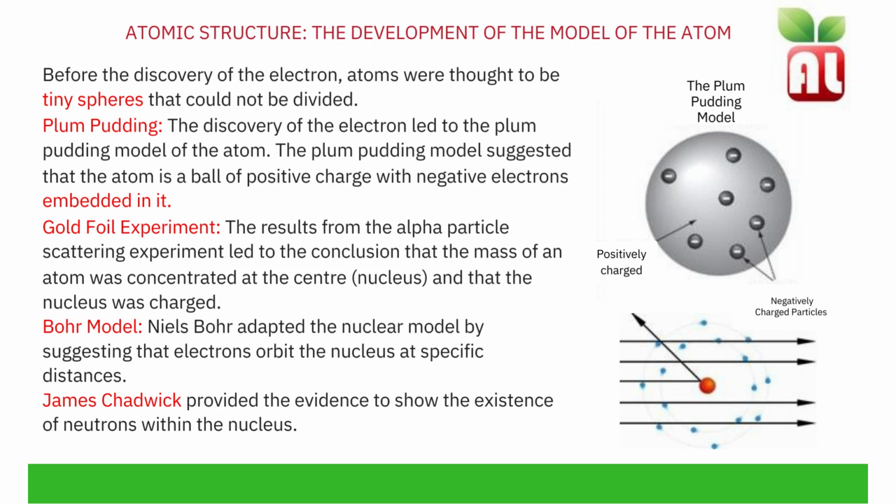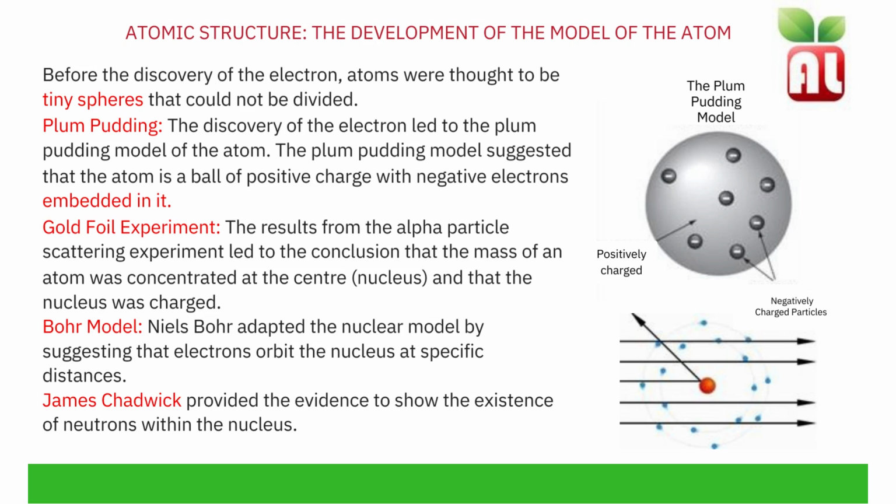Alpha particles were fired at a thin sheet of gold foil during this experiment. Some alpha particles were deflected, meaning they'd hit an area of like charge, as alpha particles are positively charged, but most alpha particles travelled straight through, indicating most of the atom was empty space.